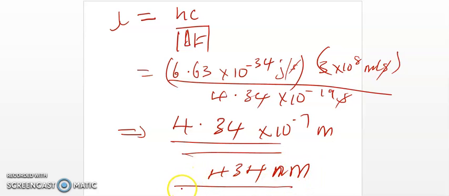So this is our solution to this question, and this is how we deal with Bohr's model of the hydrogen atom when you are asked to calculate an energy state, given the initial and the final state. Stay tuned and enjoy more calculations.